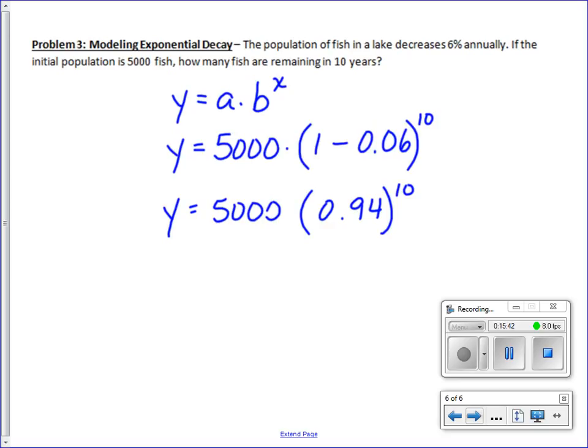So here we go. Using your calculator, we have 5,000 times 94 hundredths raised to the 10th power. All right, and again, we're going to have to round this off to the nearest fish. The fish is either alive or dead. So we have 2,693 fish remaining after 10 years.